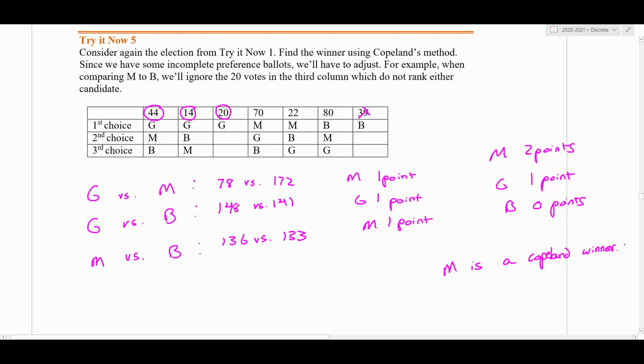All right, guys, that is the Copeland technique, or the Copeland method, along with what was wrong with the Borda count. Try the daily practice problems.